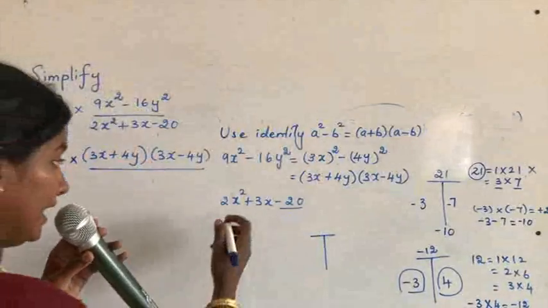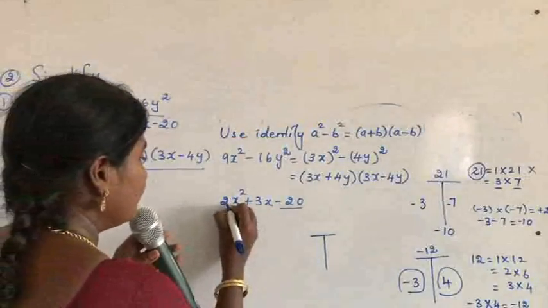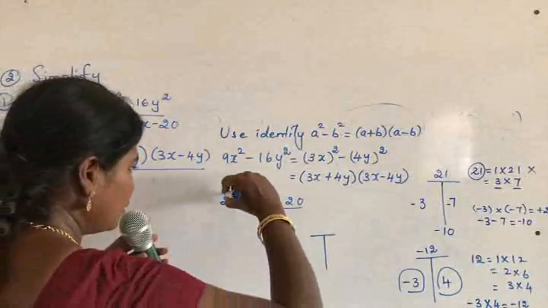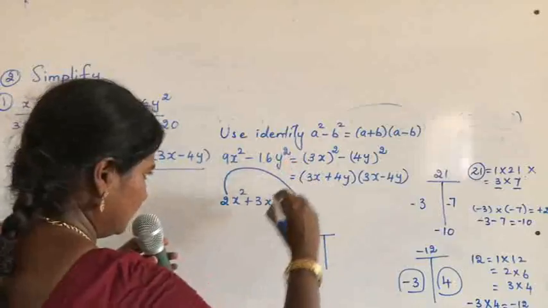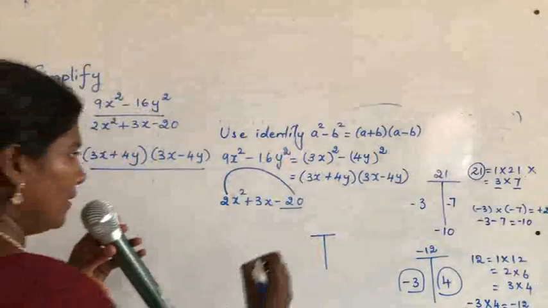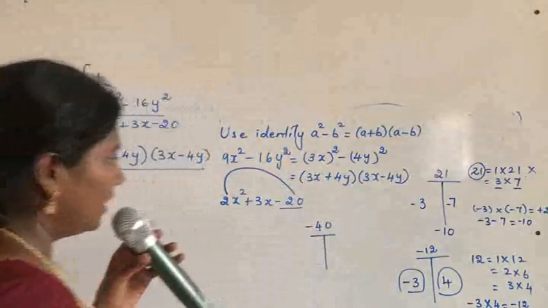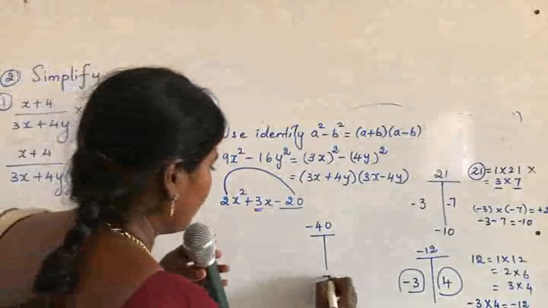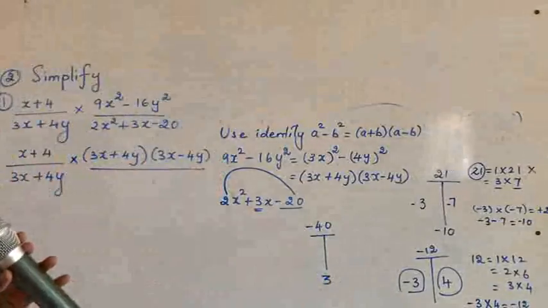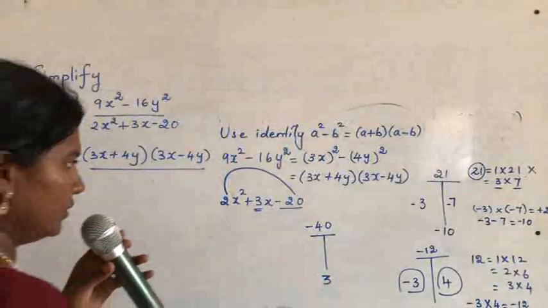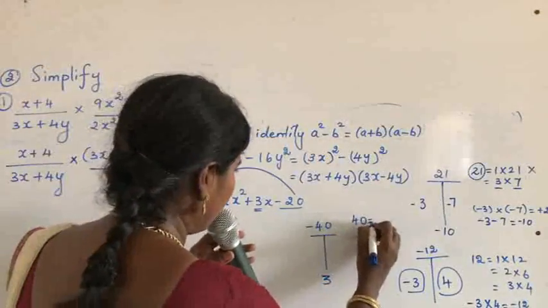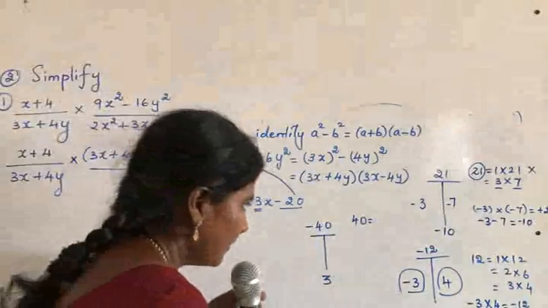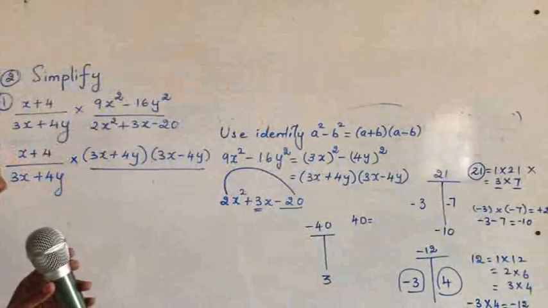But now here we have the coefficient for the first term also. So now what are you going to do? You are going to multiply the coefficient of the first term and the constant term. So 2 into minus 20 gives you minus 40. Okay. Now what is the coefficient of the middle term? It's 3. Now what are you going to do? You are going to express 40 as a product of two numbers. So let's write 40. No need to take the sign now. Let's insert the sign later on. Let's try to express our number 40 as the product of two numbers.